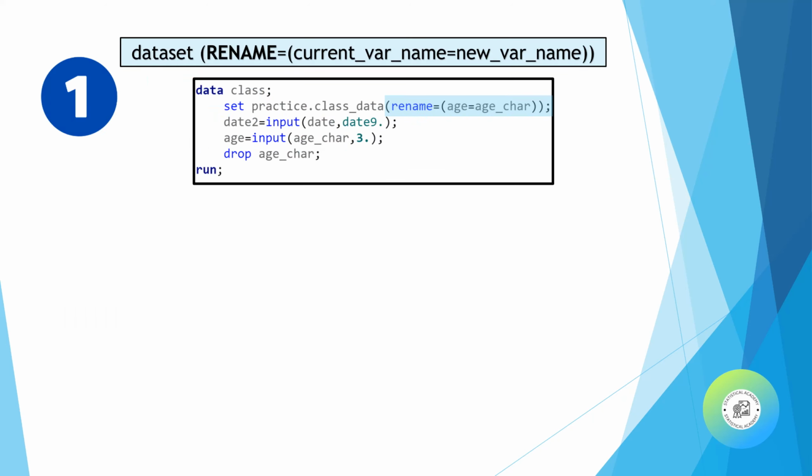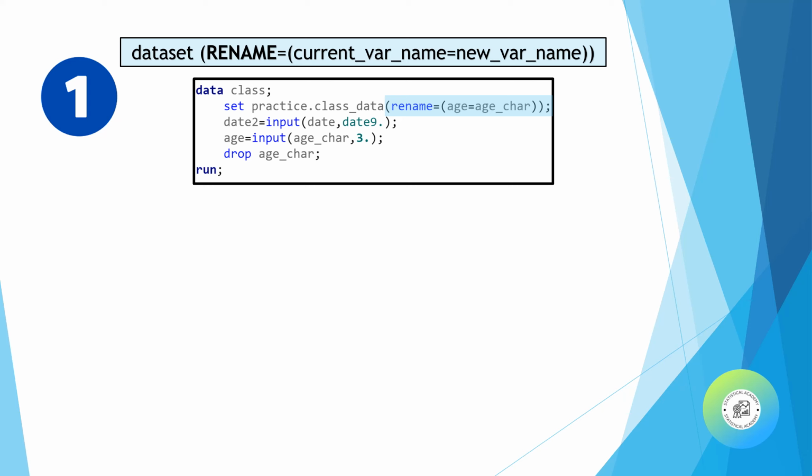First, use the RENAME= dataset option in the SET statement to rename the input variable you want to change. The RENAME= dataset option follows the dataset name that has the variable you want to rename. You list the current variable name on the left side of the equals sign, and the new variable name on the right. And pay attention to the parentheses.